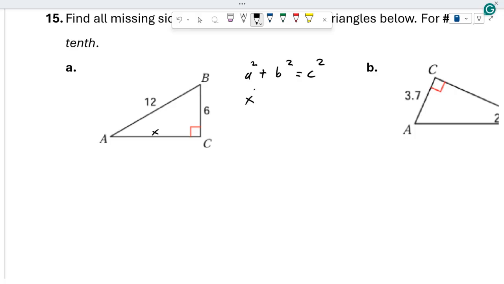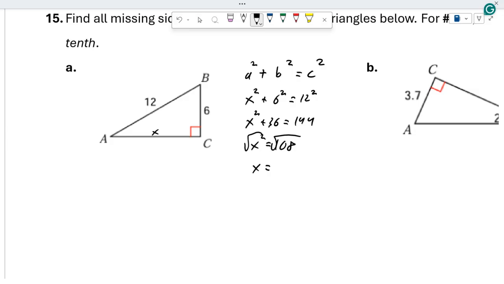So I'll just start off with the x that we're looking for. So x squared plus 6 squared equals 12 squared. So therefore, x squared plus 36 equals 144. Subtract 36 from both sides, and you're left with x squared equals 108. All right. Now I want to take the square root of both sides. So we get x equals.